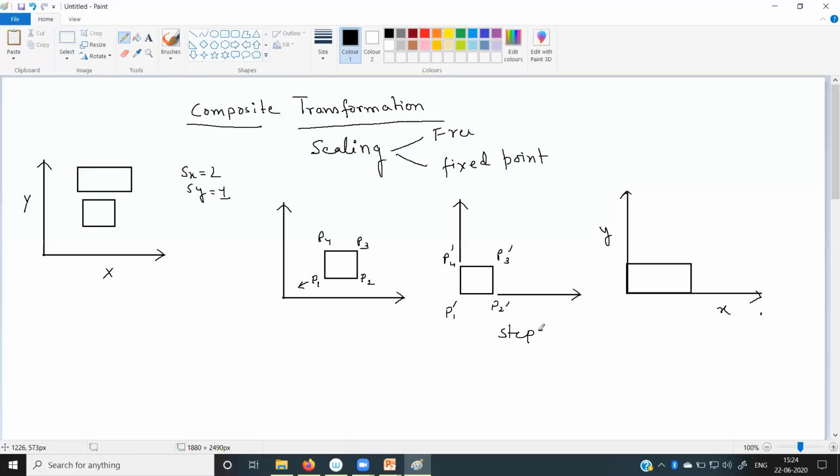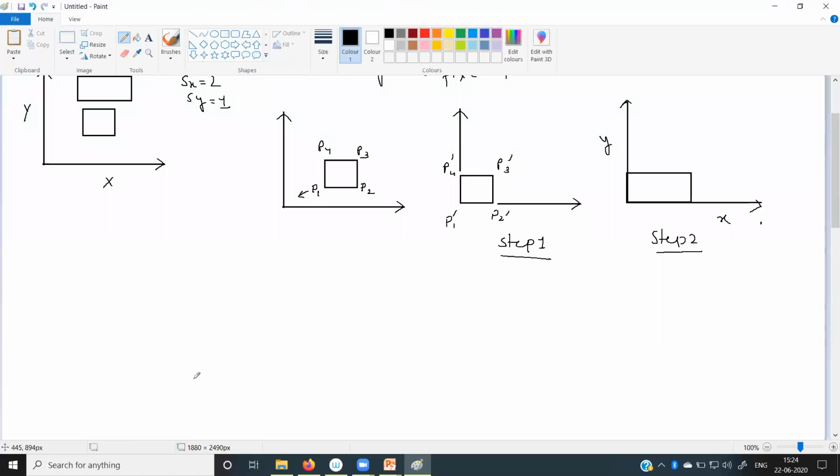In step 1, we have to translate the object to the origin with respect to the fixed point. We have to move the fixed point to the origin. In step 2, we have to perform the desired operation. Now, in our next step, after performing the desired operation, the scaling, we have to take the object back to its original position, based on the fixed point.